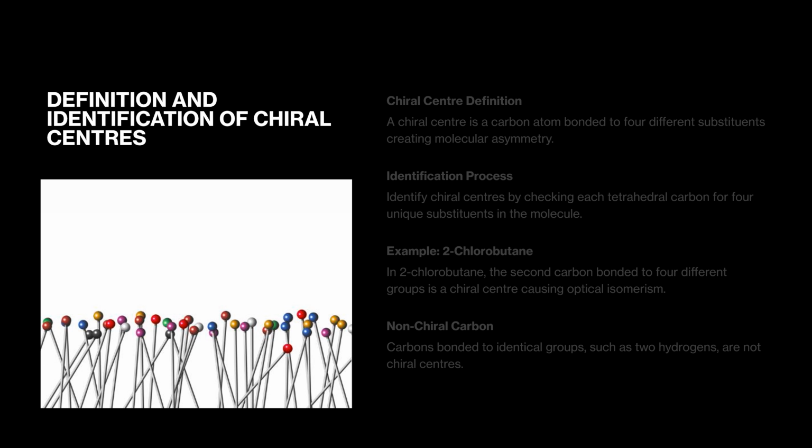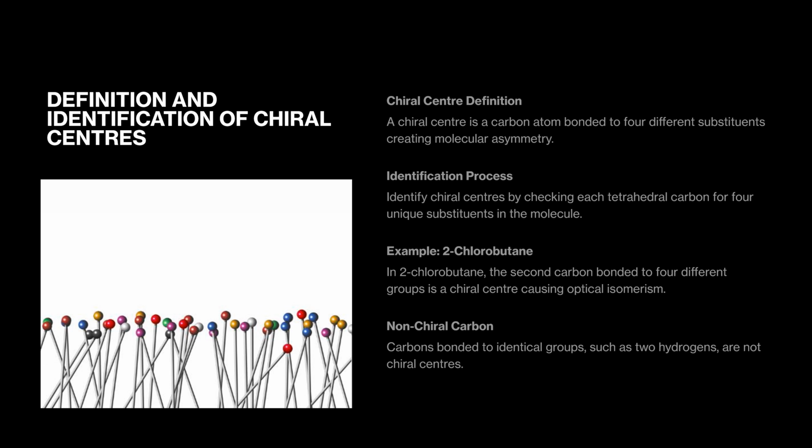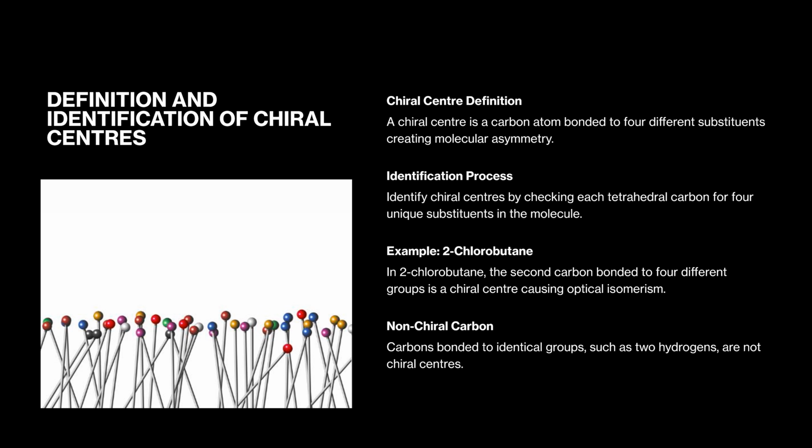Definition and identification of chiral centers, structural conditions required for chirality, mirror images, and non-superimposability. Worked example, chirality in 2-chlorobutane. A chiral center is defined as a carbon atom bonded to four different substituents. This specific arrangement leads to asymmetry in the molecule, meaning it cannot be superimposed on its mirror image. For example, in 2-chlorobutane, the second carbon atom is bonded to a hydrogen atom, a chlorine atom, a methyl group, and an ethyl group, all of which are different. This makes the carbon chiral and gives rise to optical isomerism.